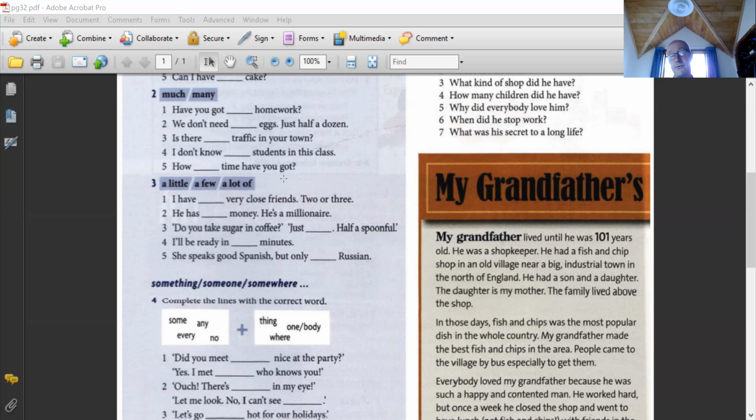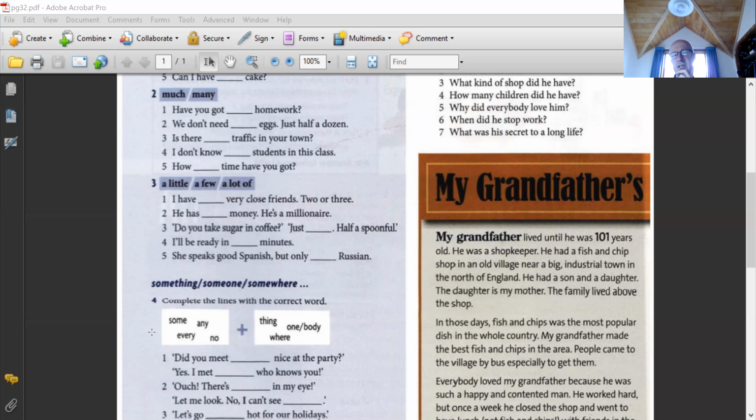So we need to look at very close friends. Friends, can you count friends? 1 friend, 2 friends, 3 friends. Yep. Okay, so friends are countable. So we use a few for countable. A few friends, 1 friend, 2 friends, 3 friends. We also use a lot of for countable. A lot of friends. So 10 friends, 20 friends, 30 friends, a lot of friends.